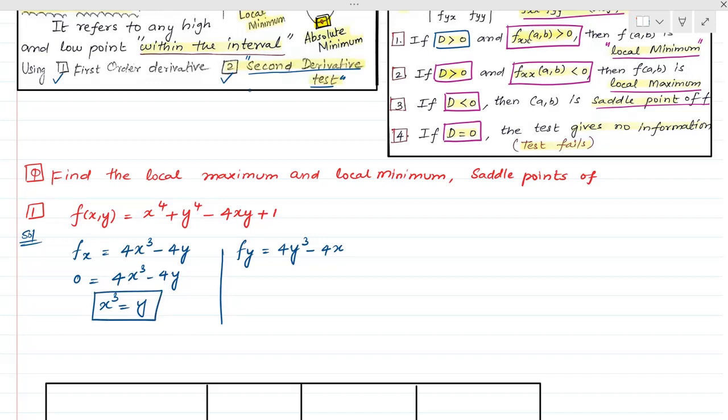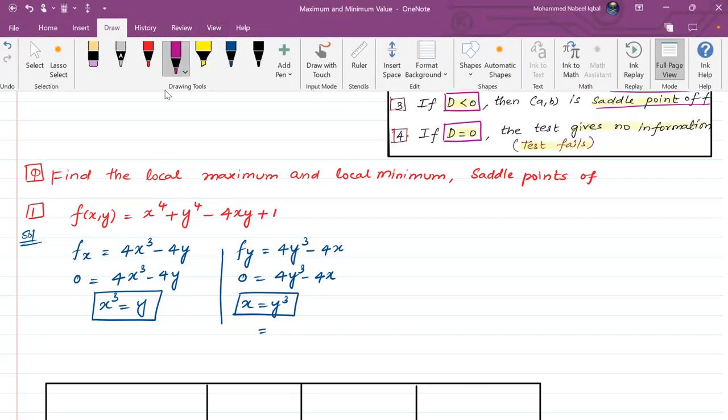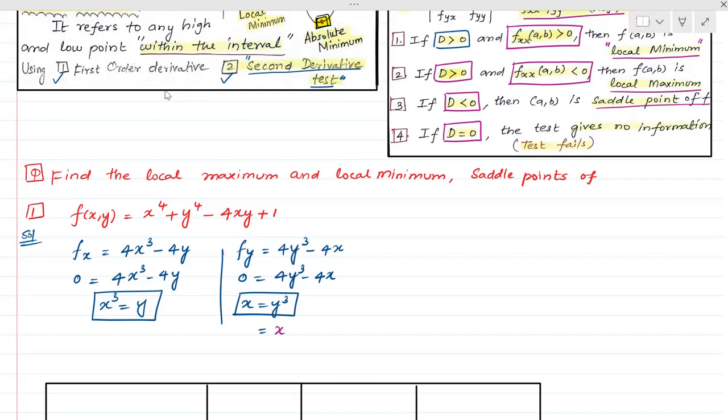Now, let us take the second one. It is equal to 0, 4y power 3 minus 4x equals 0. Move it here, so it becomes 4x, and dividing by 4, you will get x equal to y power 3. Now I will substitute y equal to x power 3 in place of y. So since the y value is x power 3, it becomes x power 9.